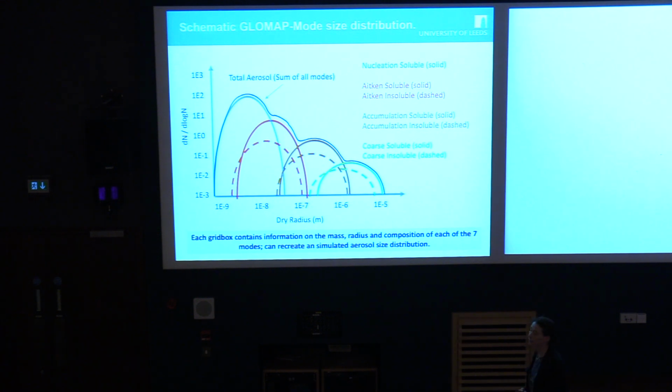If you're running the model, each grid box of the model contains information on the mass, the radius, and the composition of each of the 7 modes. So at any grid box in the model, you can pick out the information and you can recreate a simulated aerosol size distribution, which you can then compare to the observations.